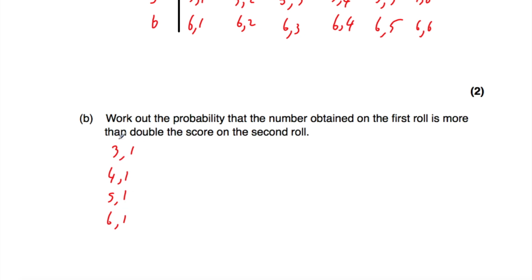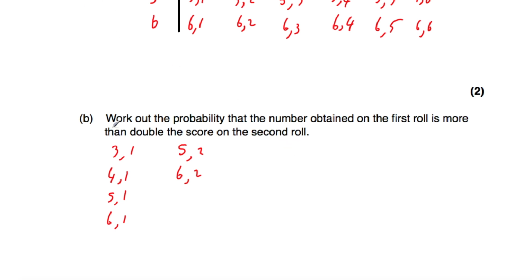Here the number obtained in the first roll is more than double what's obtained in the second roll, because they're all more than double this number. We could also have a 5 and a 2 and a 6 and a 2, because the number in the first roll is more than double the number in the second roll: if we double 2 we get 4, and 5 is more than that, and 6 is more than that as well. And that's it, those are all the possible outcomes, because if we had a 3 on the second roll, double 3 is 6, and more than that would be 7, but we can't get that.